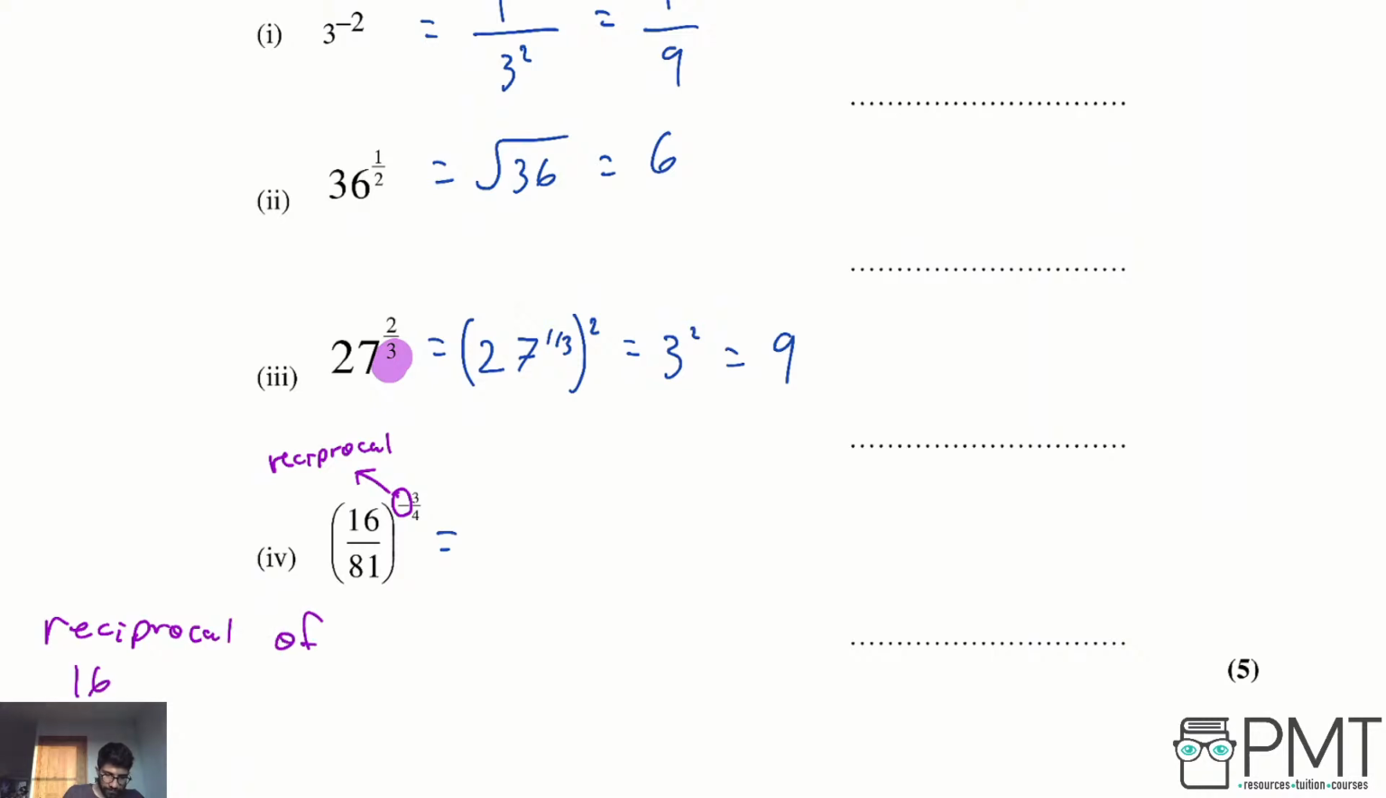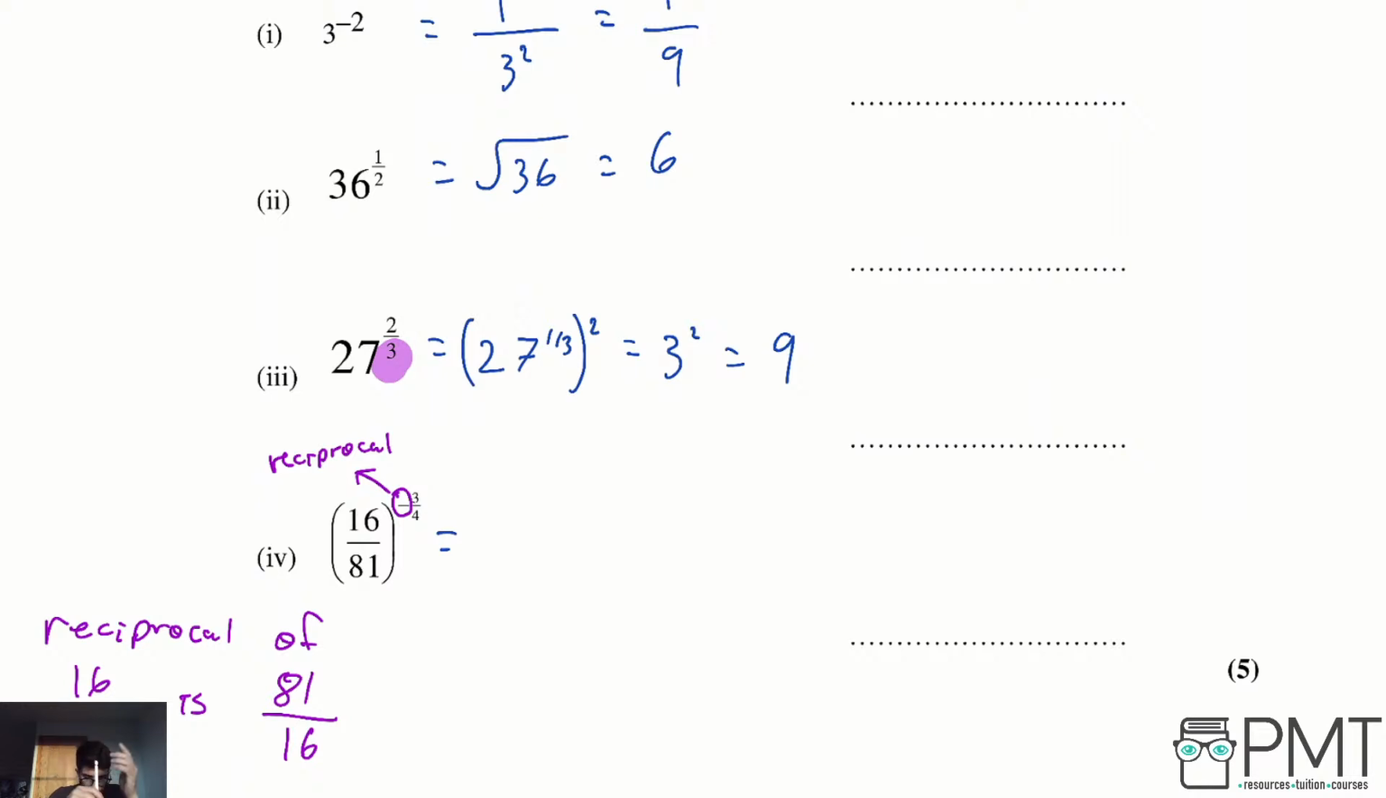The reciprocal of 16 over 81 is 81 over 16. So you flip the fraction. With numbers, we don't have anything; it's like having a 1 in the denominator. That's why it becomes 1 over. But when you flip a fraction, 16 over 81, it becomes 81 over 16.